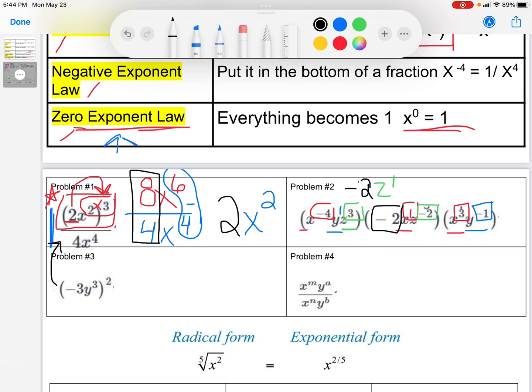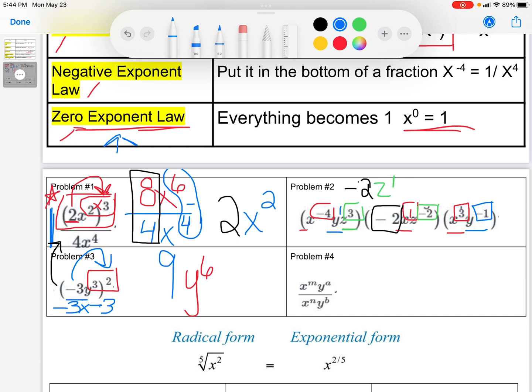Okay, problem 3. So problem 3, it looks a lot like what we did in one step of problem 1, this is all the power law. So we're going to be multiplying our exponents. 3 times 2 is 6. And then just be careful, again, just like problem 1, this is saying a -3, which is a normal number, to the second power. So that would be like saying -3 times -3, which put in your calculator, that's going to equal a +9. So that is your final answer, 9y^6.